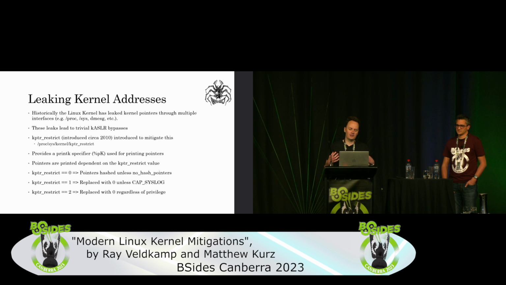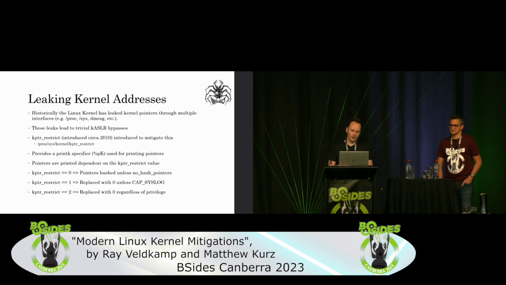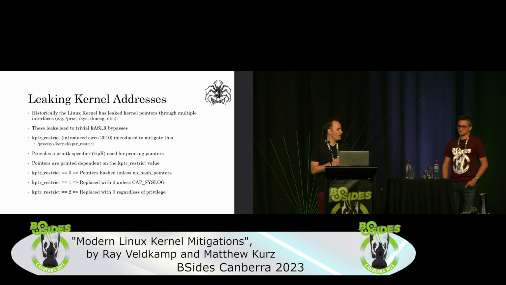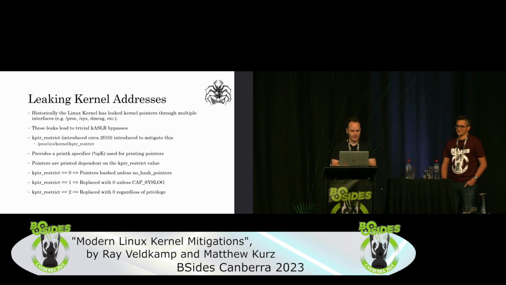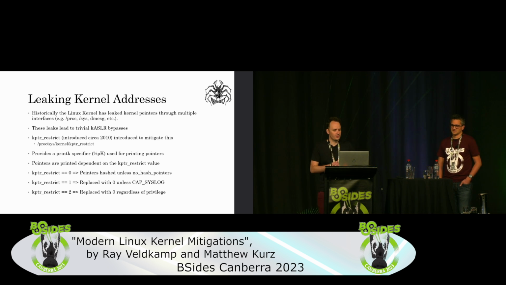And so what happens is when that is used in the kernel, when that's executed, the kernel will consult this kptr_restrict value. And if it's set to 0, the pointer gets hashed. Unless, of course, the no_hash_pointers kernel argument is enabled, which it will never be on any distro you'll ever see. kptr_restrict equals 1.